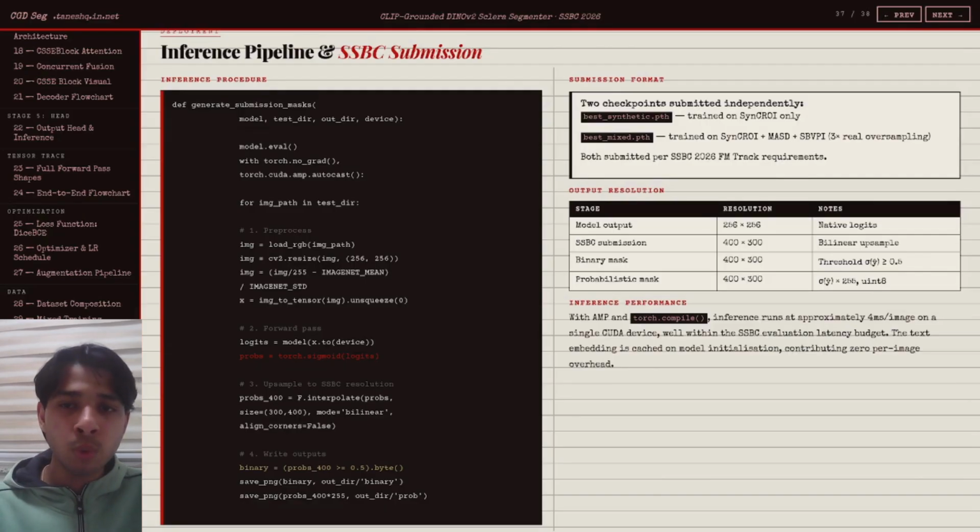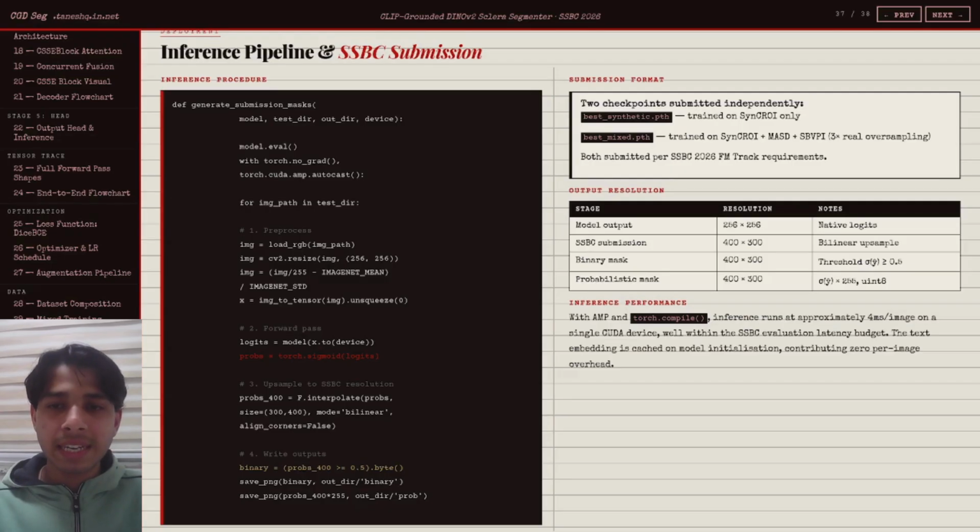We submit two independent checkpoints, one for the synthetic only model and one for the mixed model, as per the SSPC 2026 track 1 requirements. The inference runs at approximately 4 milliseconds per image. That's fast enough for a real biometric system operating at 30 frames per second.